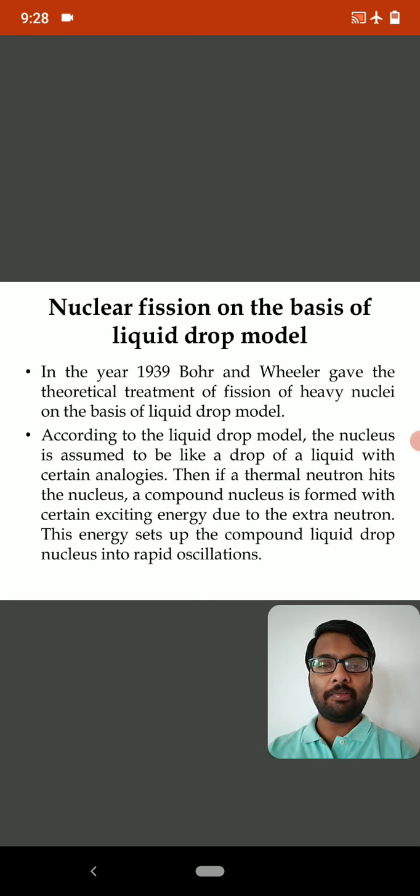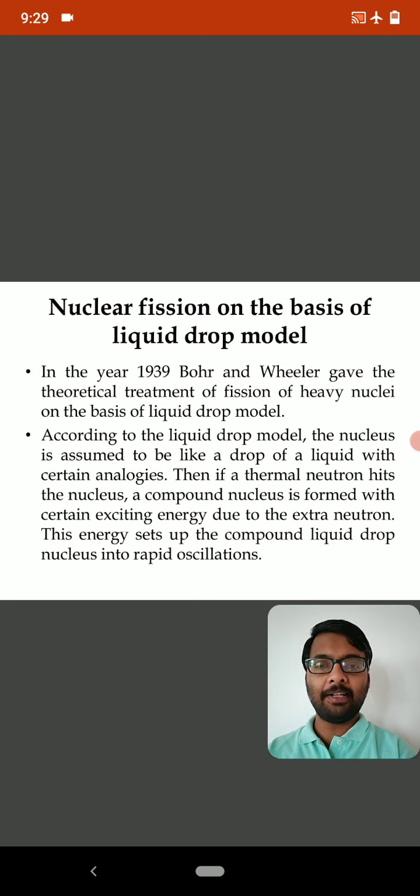Nuclear fission happens only with thermal neutrons, which have energy of 0.025 electron volt. When such neutrons hit a nucleus, generally a heavy nucleus, a compound nucleus is formed. A compound nucleus is simply a nucleus in an excited state, and the excitation energy comes from the interaction of the thermal neutron with the target nucleus.